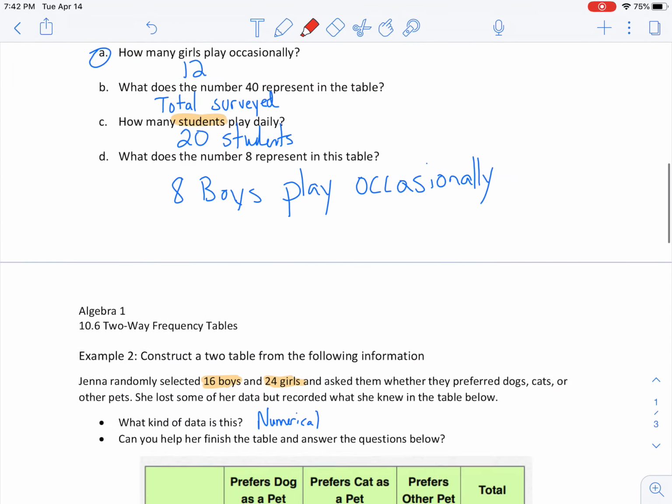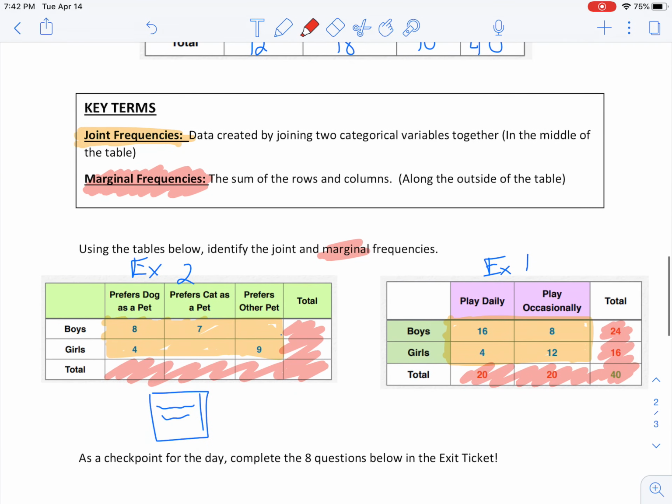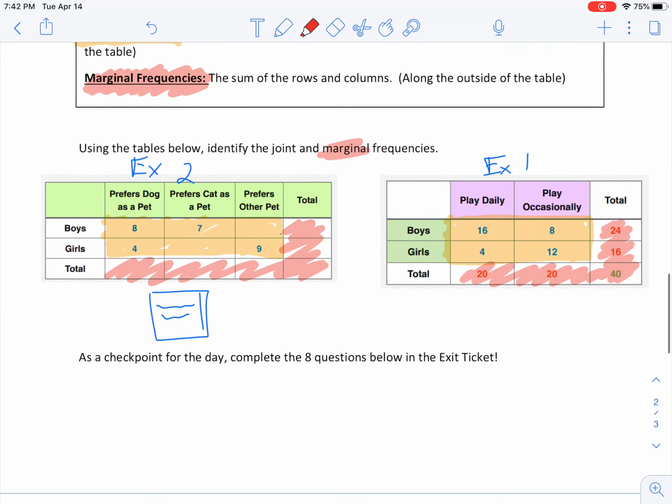Make sure you know the difference between numerical and categorical data. Make sure you know the difference between the joint frequencies and the marginal frequencies and where to find them on the table, because that question will be asked. Fill out the exit ticket, turn it in.